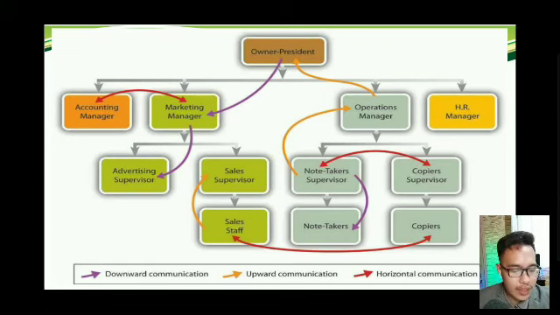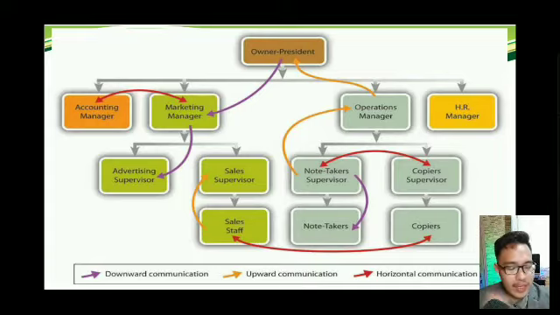Next is the horizontal communication, represented by the red arrows. Let's focus on the sales staff. The note taker supervisor communicates with the copier supervisor. So they are of the same level, being supervisors. So that is an example of a horizontal communication.